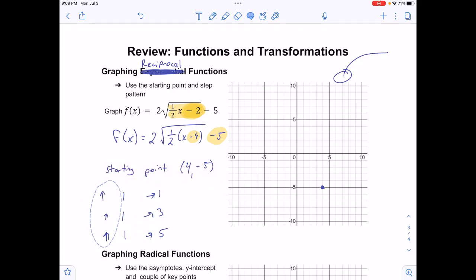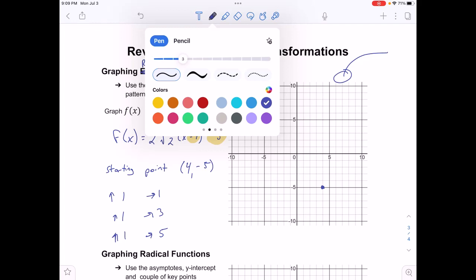I'm going to say, well, here we go: up by 1 to the right by 1, up by 1 to the right by 3, up by 1 to the right by 5. Super convenient. However, we've got a couple of transformations that have been applied here that we need to follow.